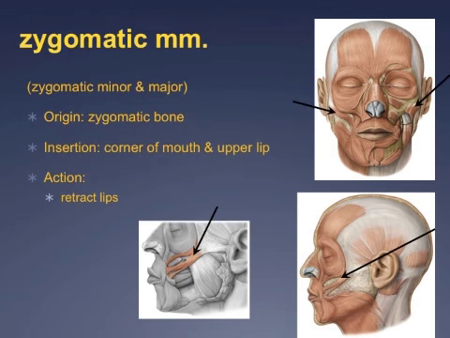The zygomatic muscles get their name from their origin on the zygomatic facial bone. Note that there are two parts of the zygomatic muscles, both a zygomatic major and a zygomatic minor. You will not have to distinguish between the two, but should be able to recognize them as a whole unit, which we will refer to as the zygomatic muscles.